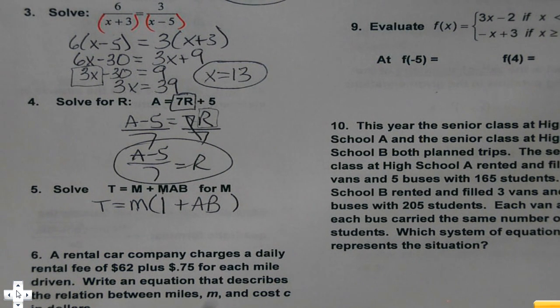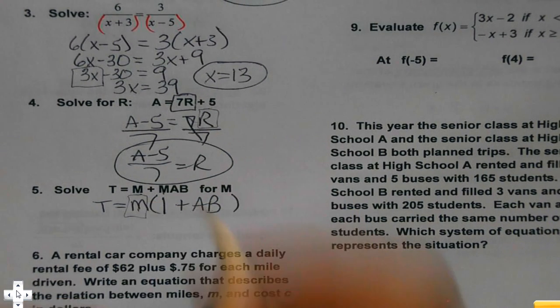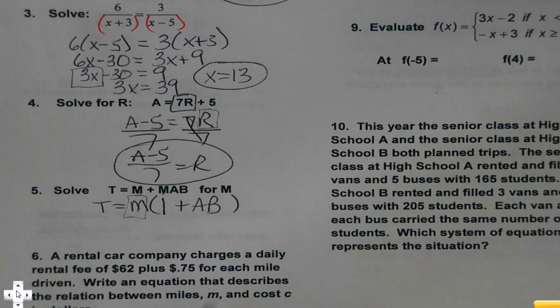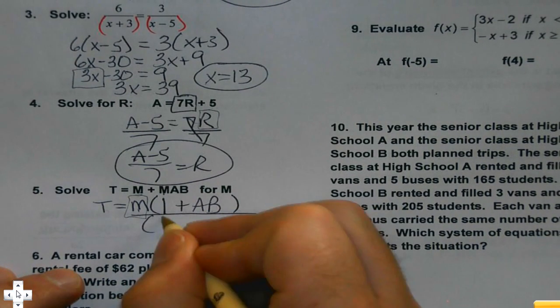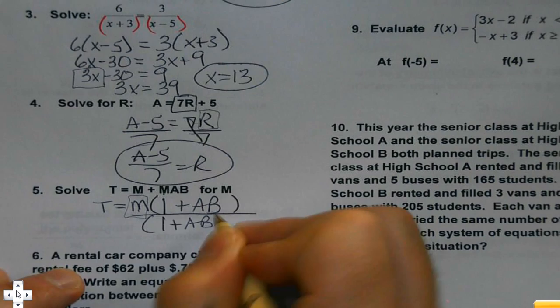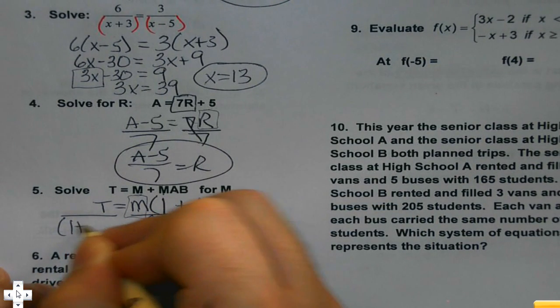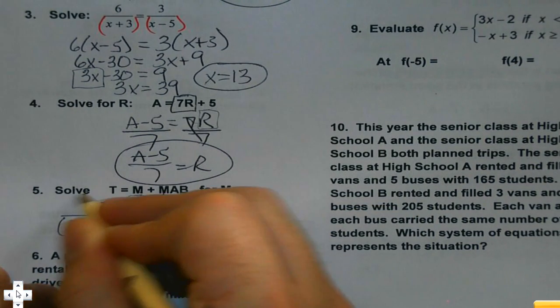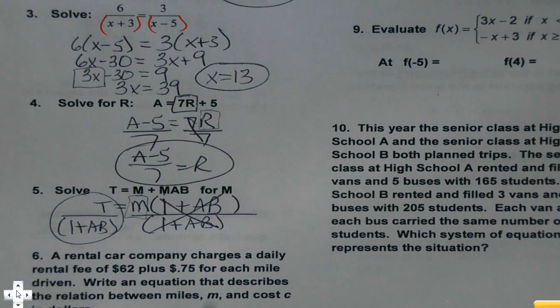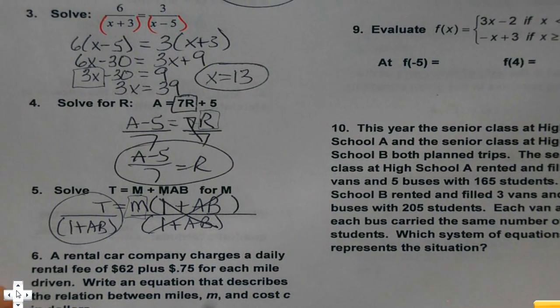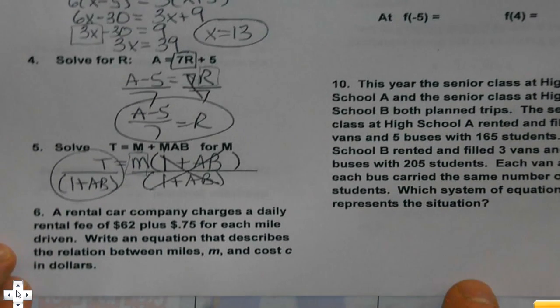So what am I doing to m right now if I want to get it by itself? I'm multiplying it by that set of parentheses. And what's its opposite? To divide. And I'm good. So no m in the answer. Okay, if I do that, something's gone pretty badly wrong. All right, let's see what else we got rolling here.